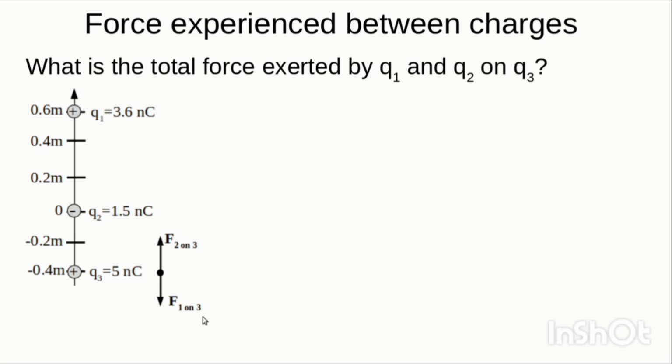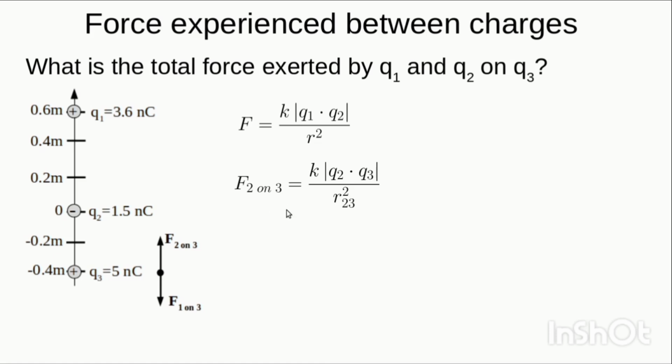First of all, we need to know the force between two charges, which is given as F equal to K Q1 Q2 over R squared. Our K here is a constant. R here is the distance between the two charges. So to find F2 on 3, we have F2 on 3 equal to K times Q2 times Q3 over R squared. We take the magnitude, which means even if our Q2 is positive or negative, we just take the positive of it and go ahead and calculate our F.